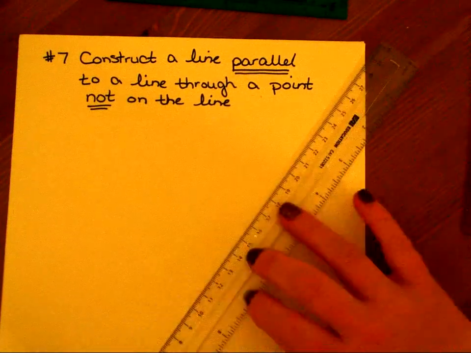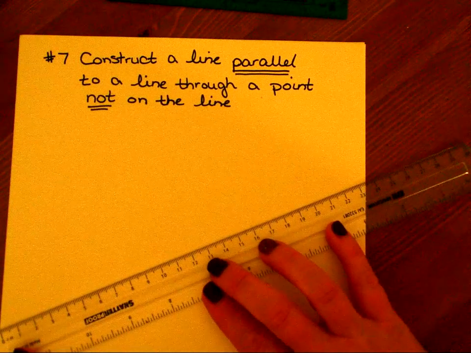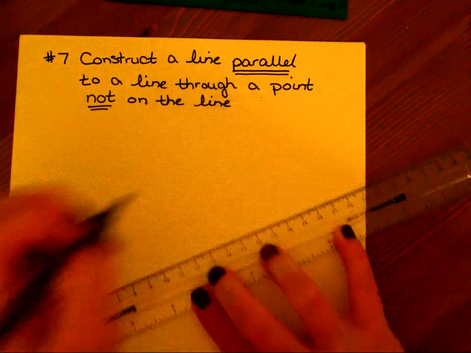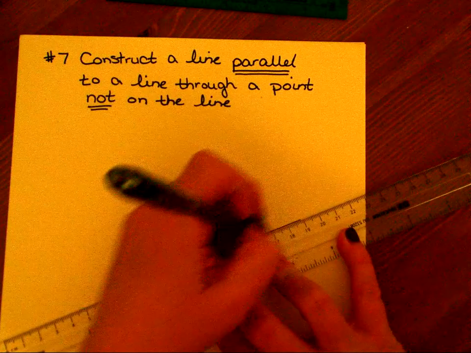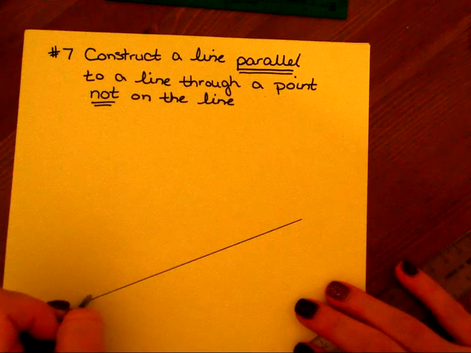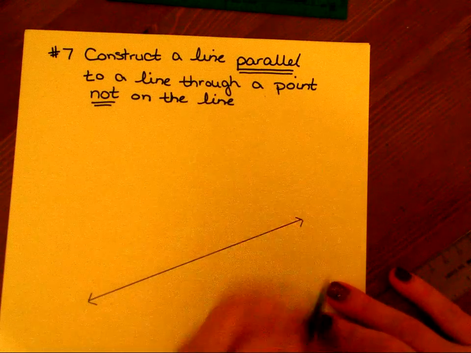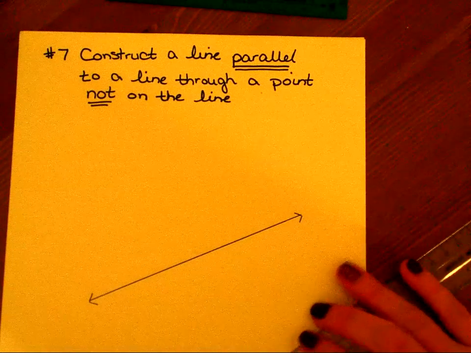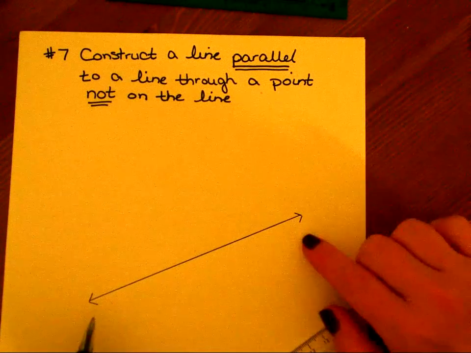Okay, so the first step is to construct a line. Again, it doesn't have to be vertical or horizontal. I'm going to do mine on a slight angle, remembering a line does indeed have arrows on each end. So we can construct that first. Now, we have our line.